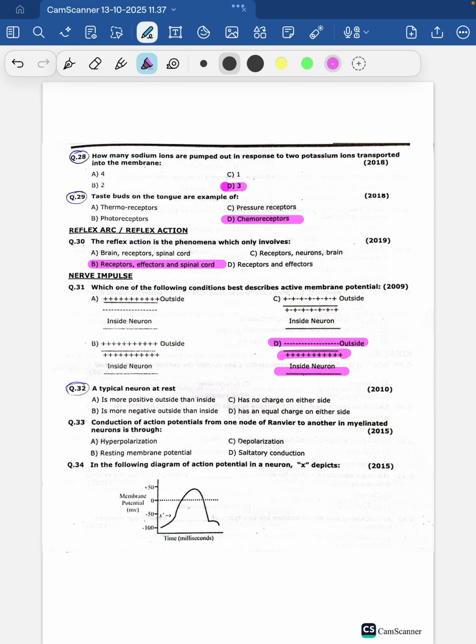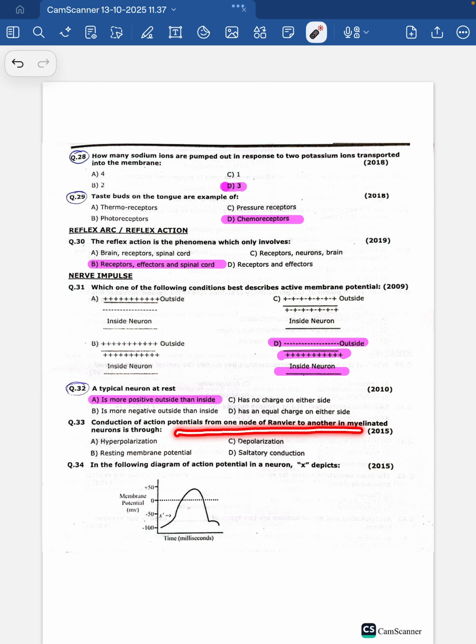Okay, 32. A typical neuron at rest. When you are at rest, the membrane is positive outside and negative inside. So alpha will be the best option here. Conduction of action potential from one node of Ranvier to another in myelinated neurons is true.